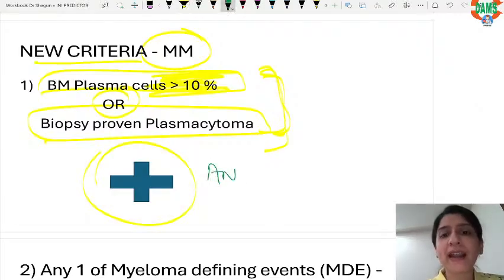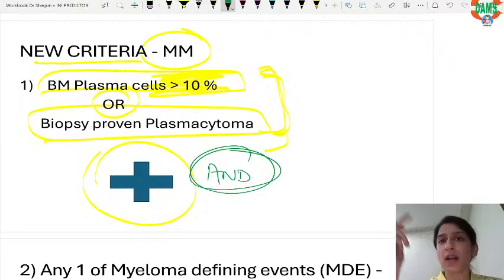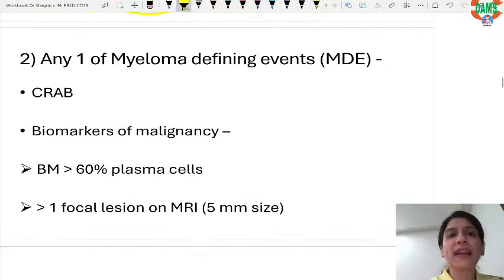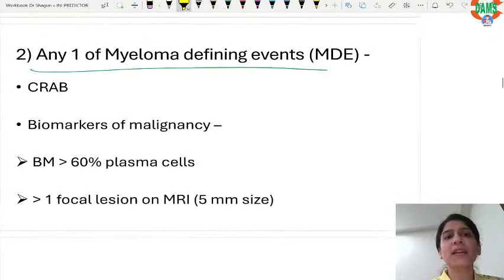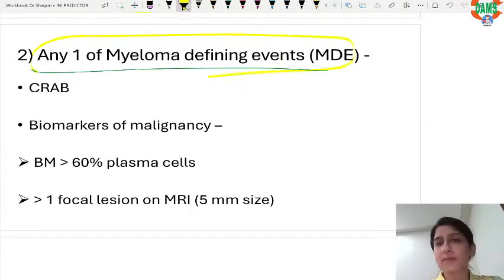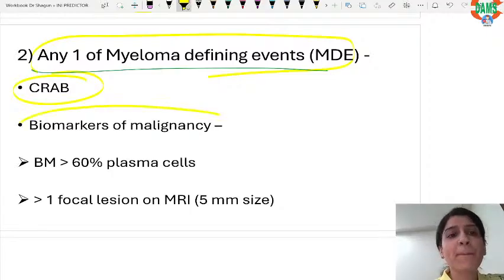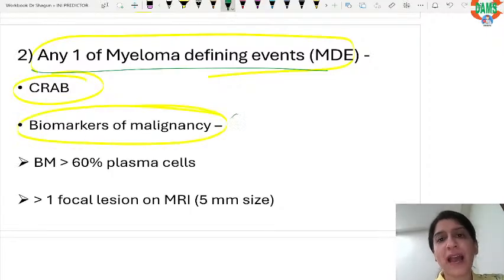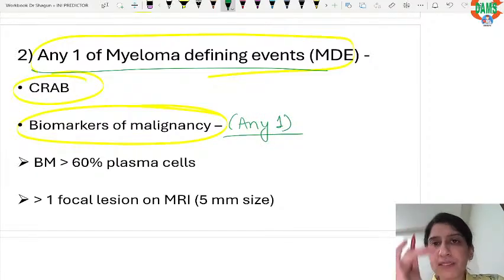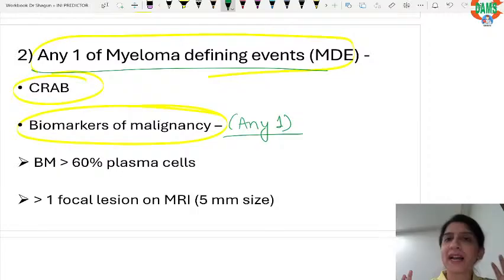Plus means and. Now, I'm not saying or, I'm saying amongst these two, one has to be present, and there should be any one of the myeloma defining events. Now, I want to know what are these myeloma defining events. Number one, CRAB criteria should be present, or biomarkers of malignancy should be present, and I'm going to tell you different biomarkers, and amongst that list of biomarkers, if any one biomarker is present, good to go for me. I am happy. I am sufficient. मुझे खुशी हो गई है. My diagnosis is complete. Now, what are these biomarkers of malignancy?